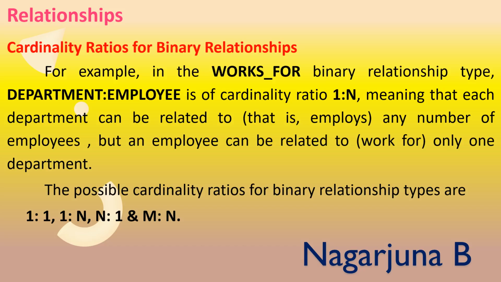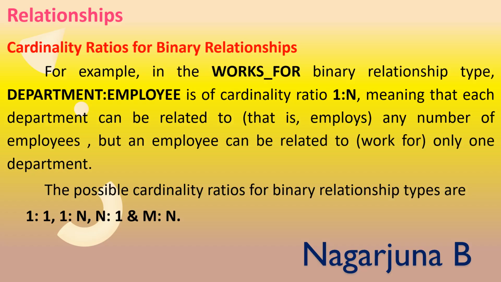That means a department can have n number of employees, but an employee can be related to only one department. An employee can be working for only one department. The employee cannot work for more than one department. The cardinality ratio 1:n for department to employee specifies one department can have n number of employees, while an employee works for only one department.